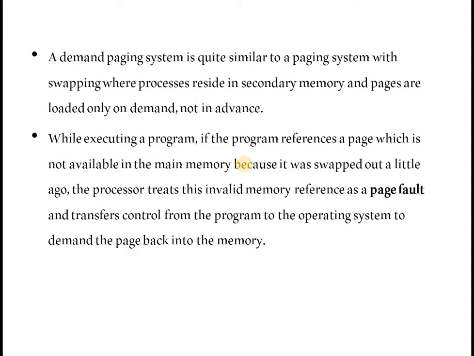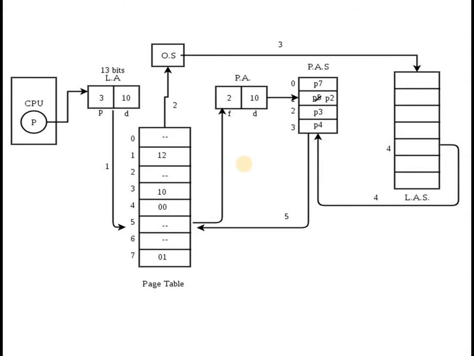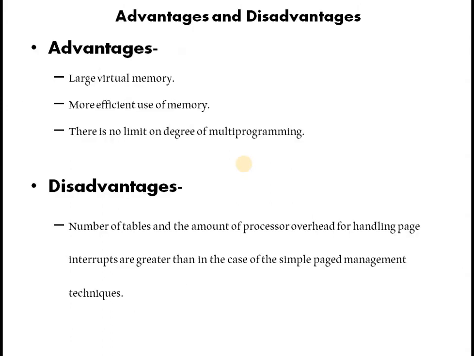When an instruction is encountered which has an address of a page not currently in main memory, another page fault will result, and a new page will be brought into memory. While executing a program, if the program references a page which is not available in main memory because it was swapped out a little while ago, the processor treats this invalid memory reference as a page fault and transfers control from the program to the operating system to demand the page back into memory. This entire process is called demand paging.